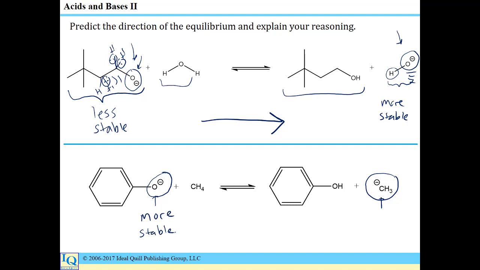Not only is the negative charge on oxygen, but it also has some resonance stabilization by merit of being beside a pi-bonded species, and you could draw delocalization around the ring. Because the more stable species lie on the left, this equilibrium would lie to the left. This reaction would not proceed in the forward direction towards the right at all.